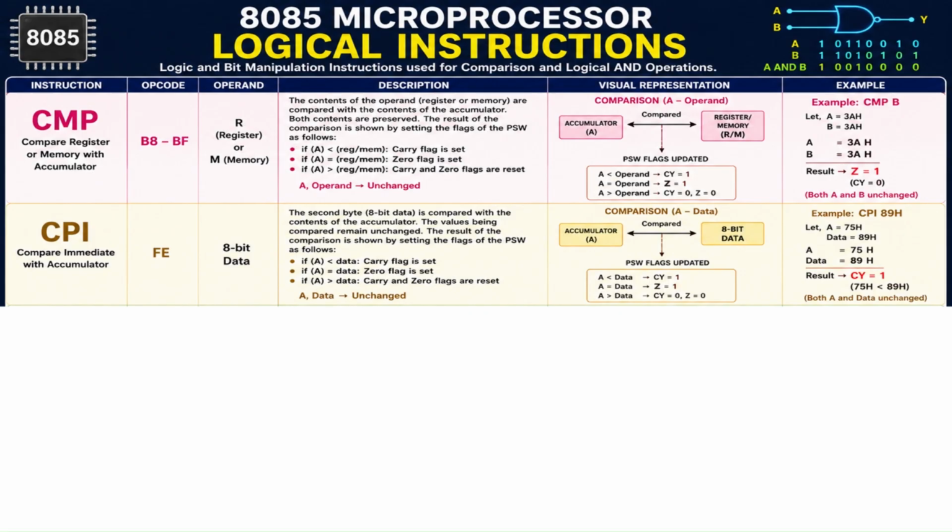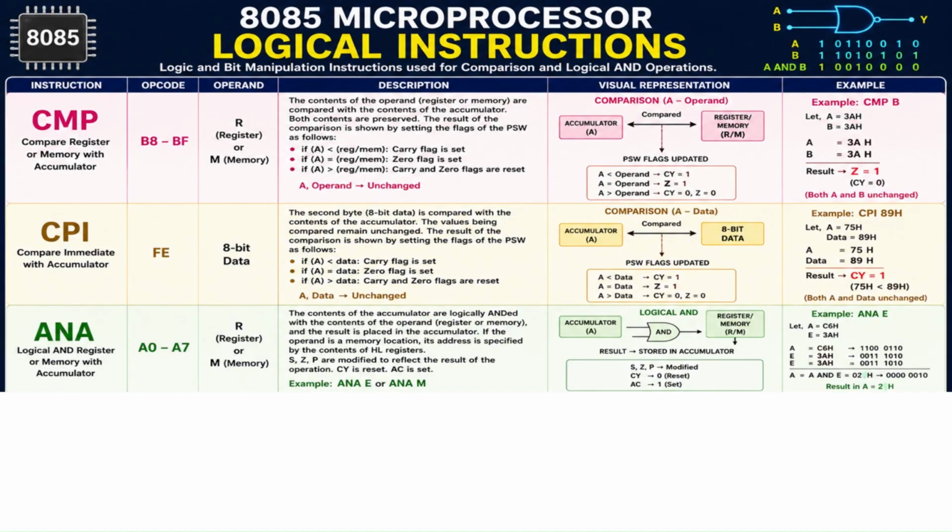Let's see the example. Accumulator contains 75H and the instruction provides 89H. Now compare both values. Since 75H is smaller than 89H, the processor sets carry flag to 1 and zero flag remains 0 because the values are not equal. Again, A remains 75H and immediate data remains 89H, only the carry flag changes.